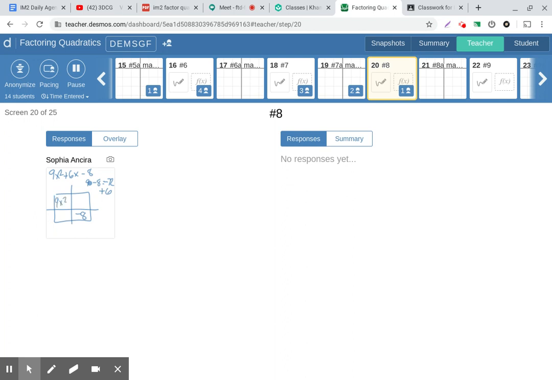Let's see, 72. Well, obviously 9 and 8 multiply to 72, but they don't add up to 6. Let's see, what two numbers multiply to 72? Well, 2 and 36 multiply to 72, but they don't add up.